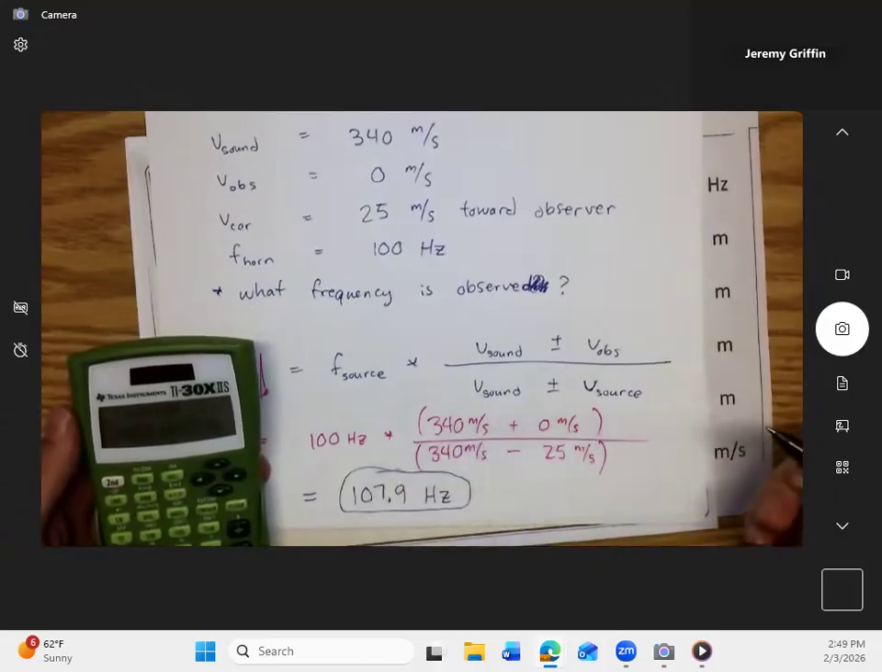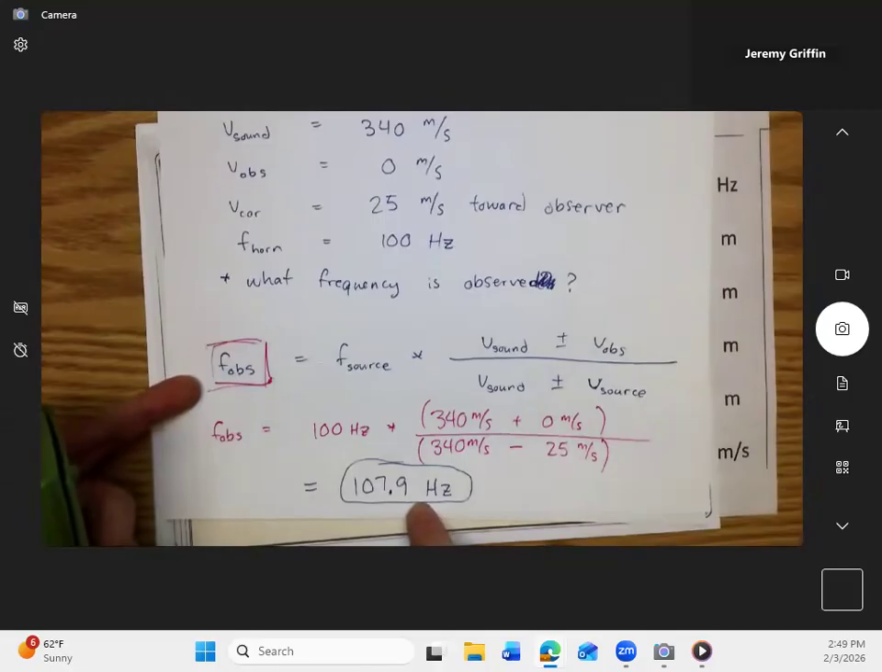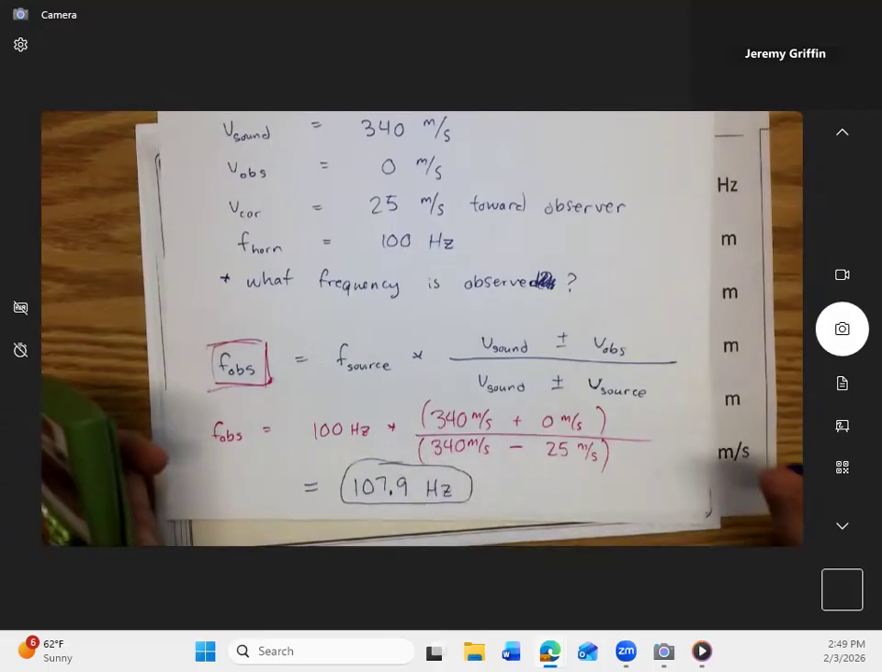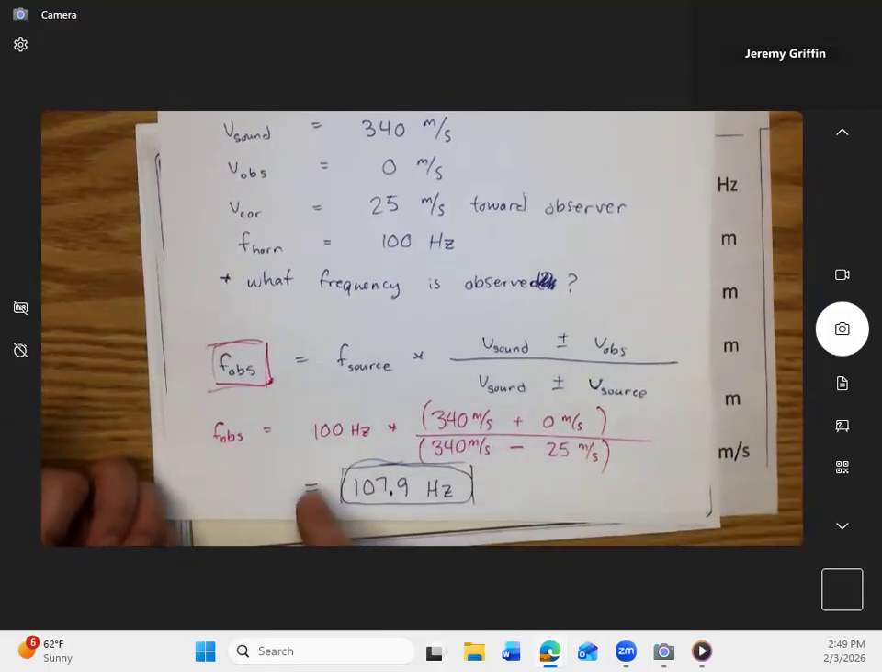Does that look believable? Do you guys think? I mean, the observed pitch did go up a little bit, right? And we're looking for that. Is that plus or times 100? This is times. Yeah, multiply. Yeah, it should be good, because we're taking the source frequency and multiplying it by some ratio. Okay. All right, that's pretty good.